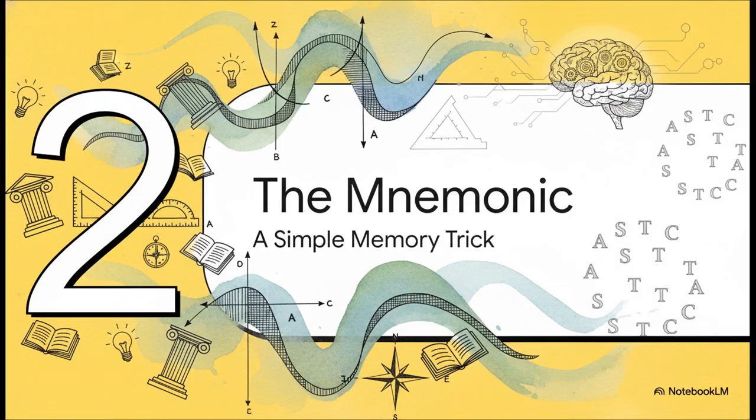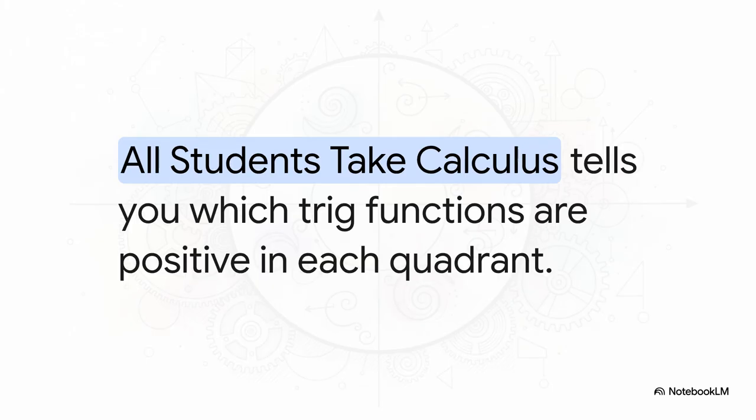The solution is a super simple but incredibly effective mnemonic. You know, a memory trick that's helped students for generations. It's so easy to remember, and trust me, once you learn it, it's going to stick with you forever. And here it is. All students take calculus. That's it. That simple phrase is the key. The very first letter of each of those words tells you everything you need to know about the signs in each quadrant. It really is that straightforward.